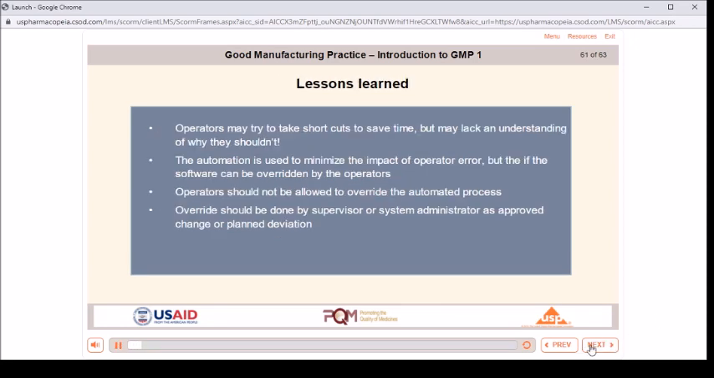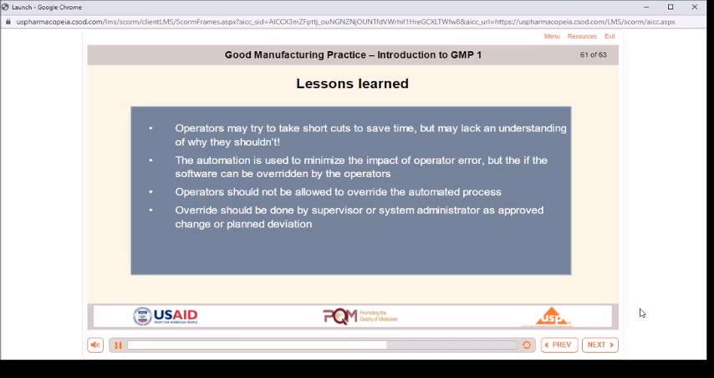The main lesson learned was that while the primary root cause may have been operator error, there was also a secondary root cause, which might also be considered as the primary root cause, and that is that the automation software was not secure. Operators may try to take shortcuts to save time, but may not understand the impact of their shortcuts. The automation was designed to prevent such an error from occurring, but the flaw in the software design was that it could be overridden by the operator. Even an override by two operators is not completely secure.